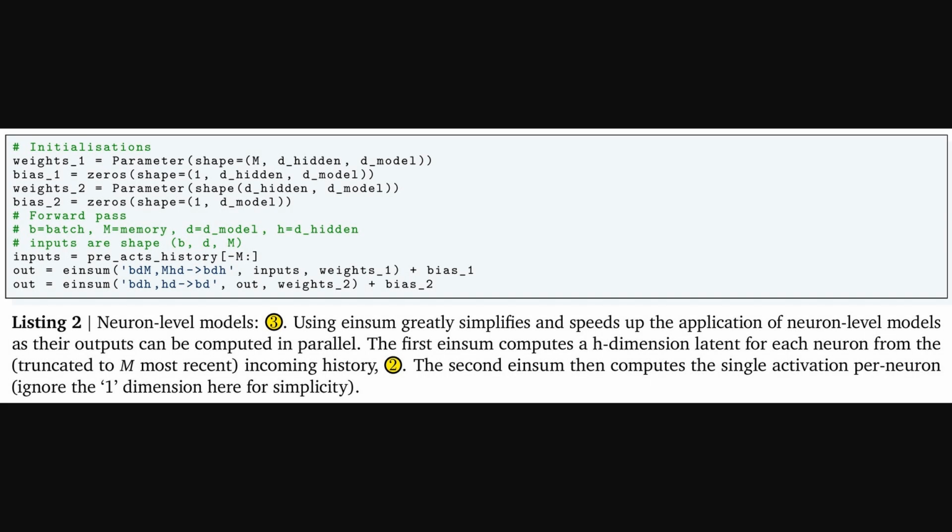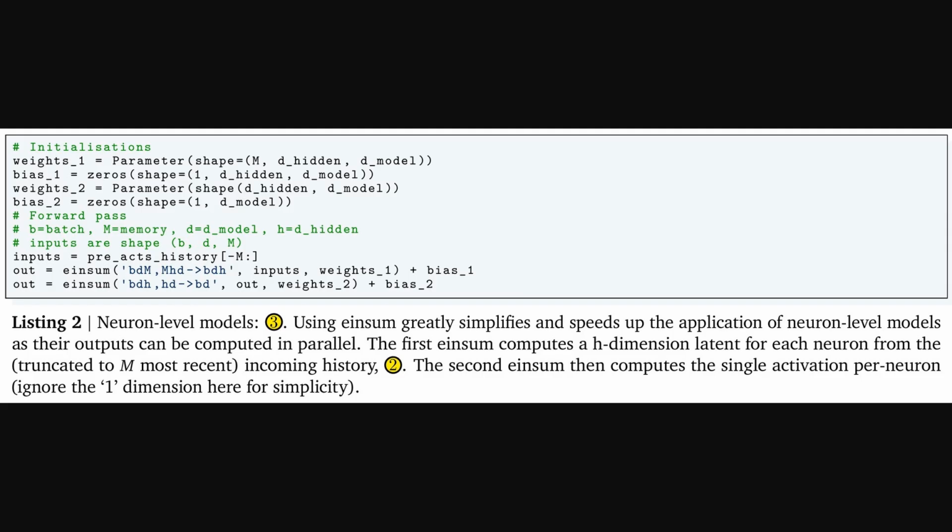Okay, moving on from the high-level logic, listing 2 gives us a closer look at the code for the neuron-level models. Remember, each neuron has its own private model to process its history. This snippet shows how these neuron-level models are implemented. What's really neat here is the use of einsum.